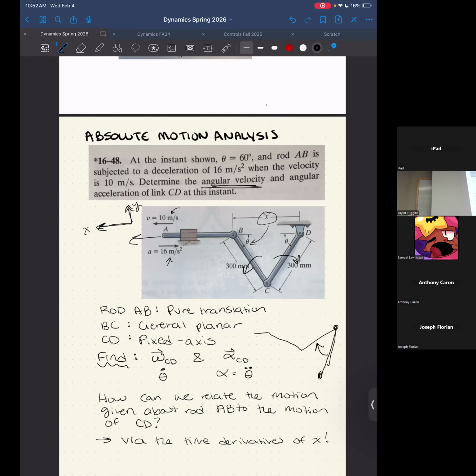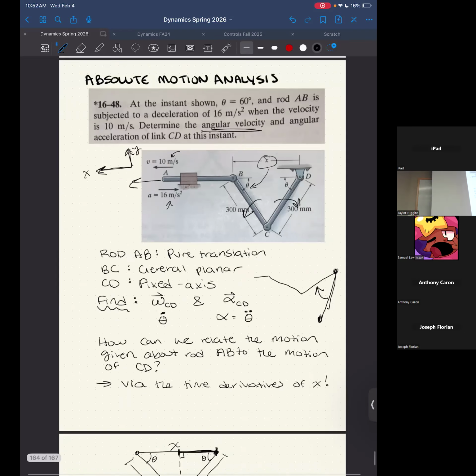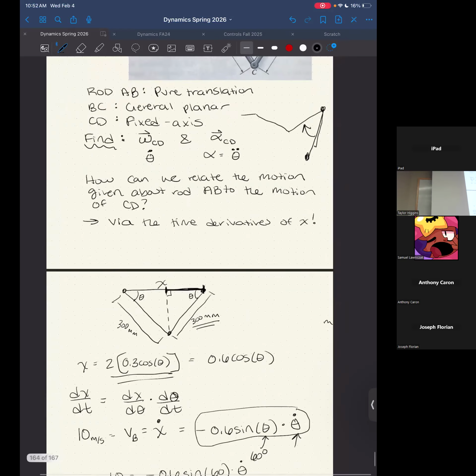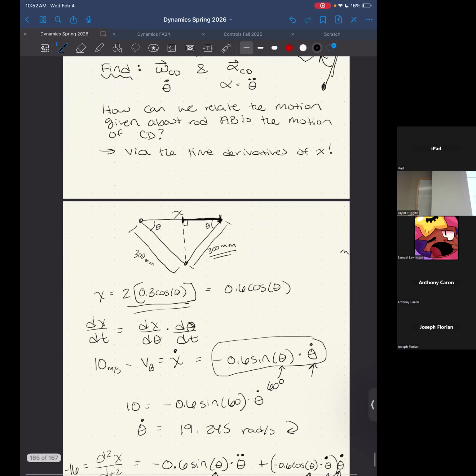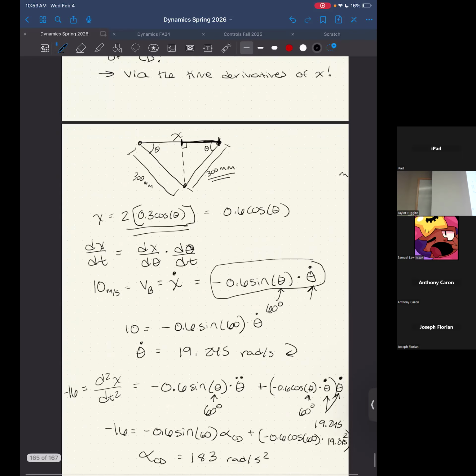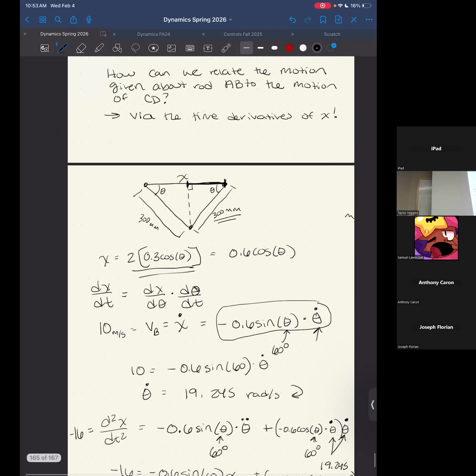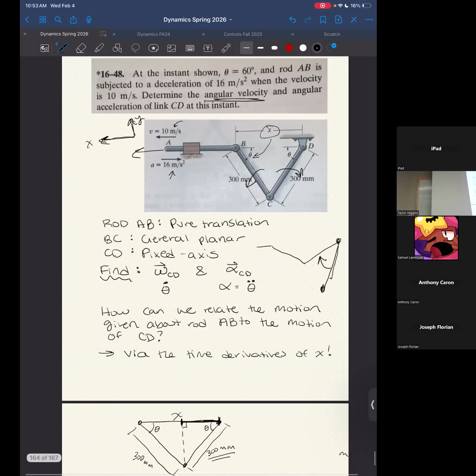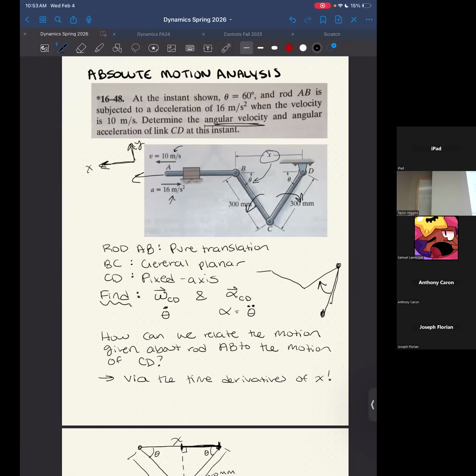So regardless of whether we got a positive or negative, we can by visual inspection tell that as long as AB is moving to the left, which we know because they have an arrow pointing to the left for 10 meters per second, we know that CD must be rotating clockwise.